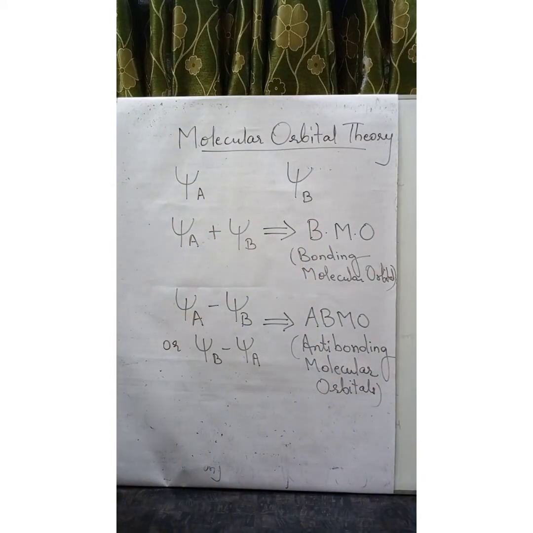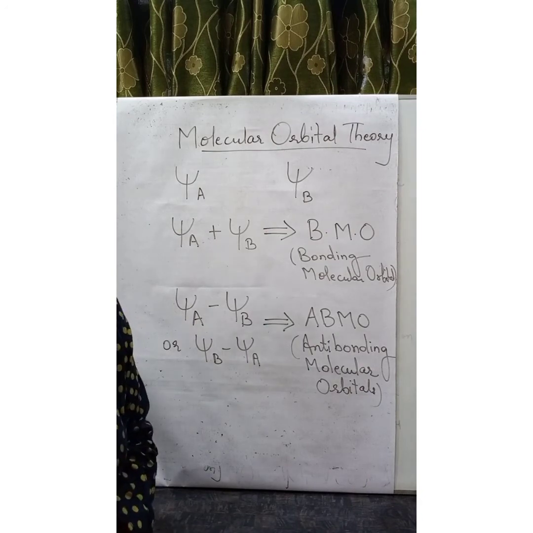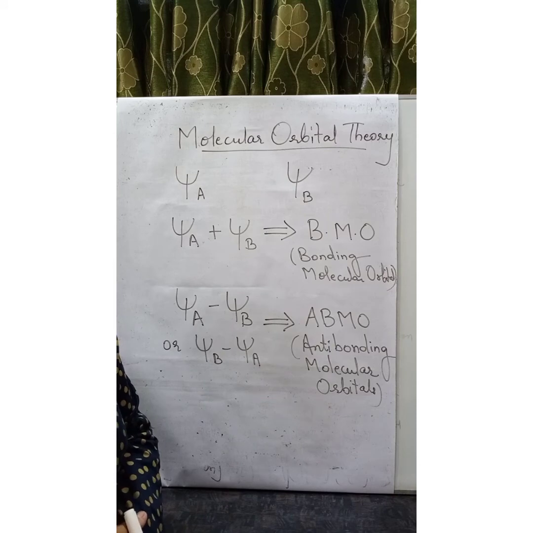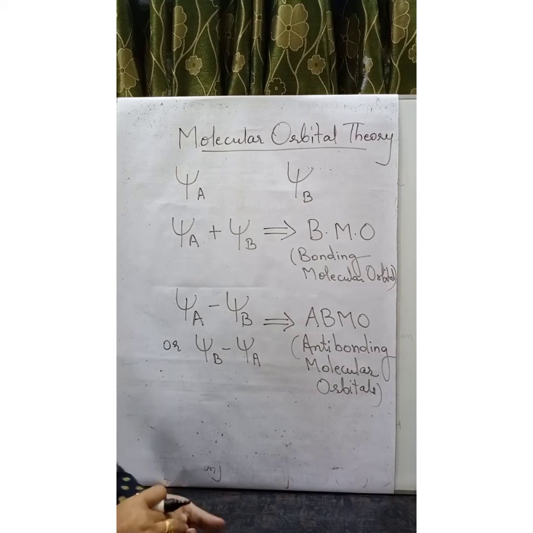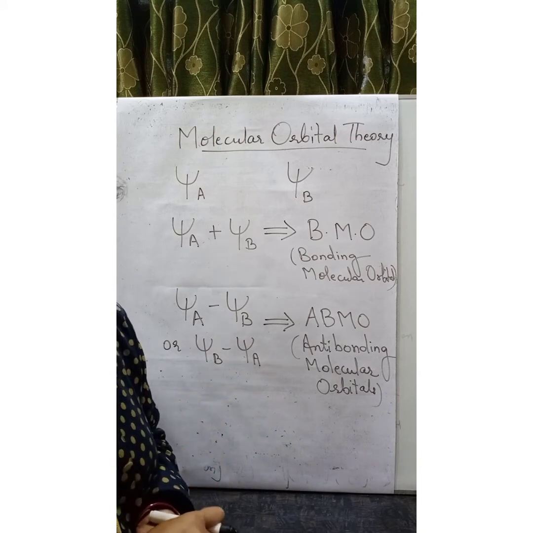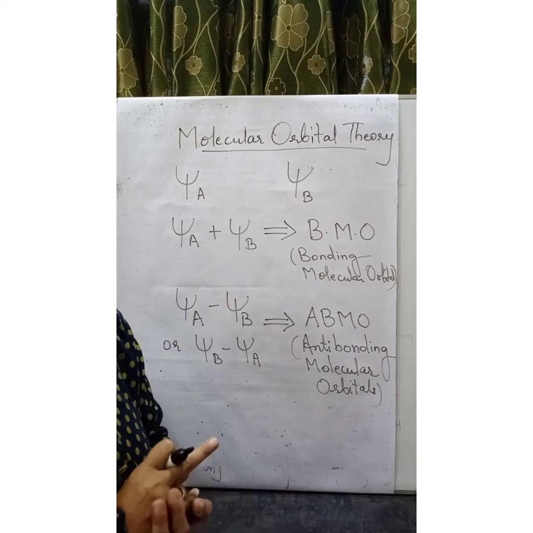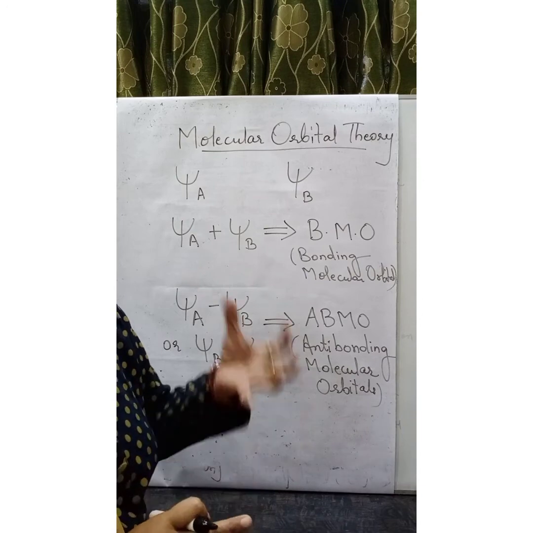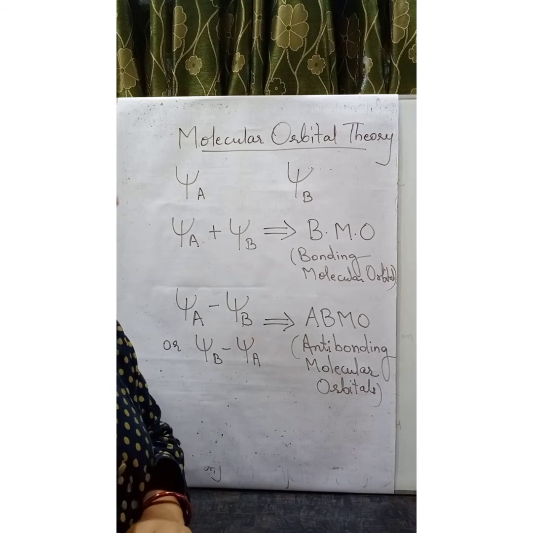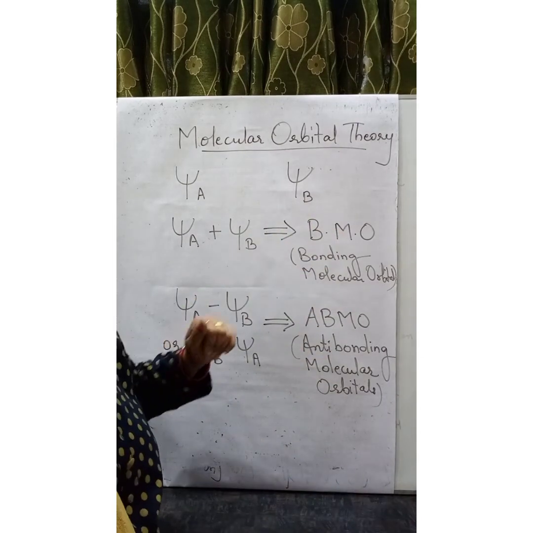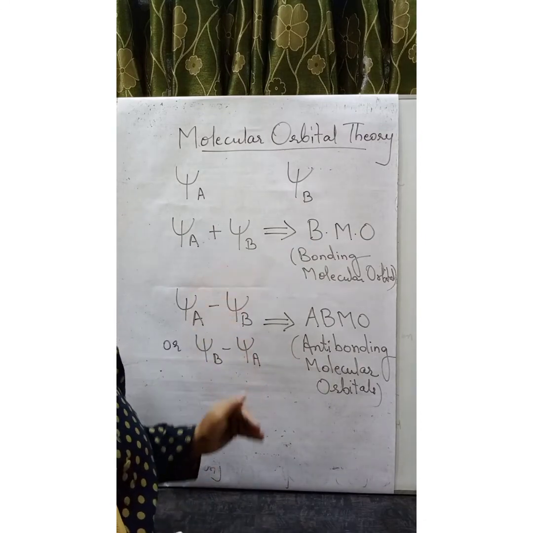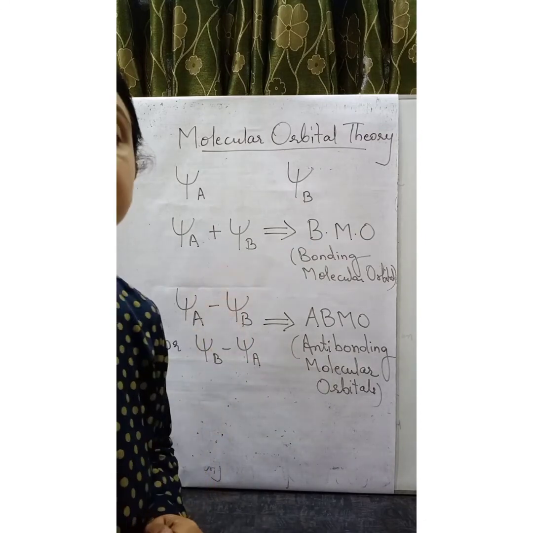BMO is stable, having low energy, whereas ABMO is unstable, having high energy. So the number of atomic orbitals undergoing mixing is equal to the number of molecular orbitals formed. When the molecular orbitals are formed, one half of the molecular orbitals are BMO and one half are ABMO. Let us understand this in detail in the upcoming video.